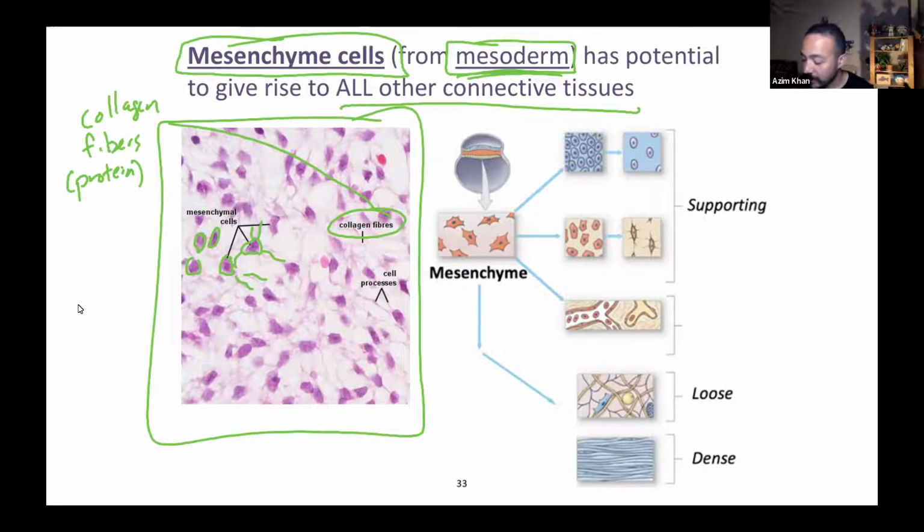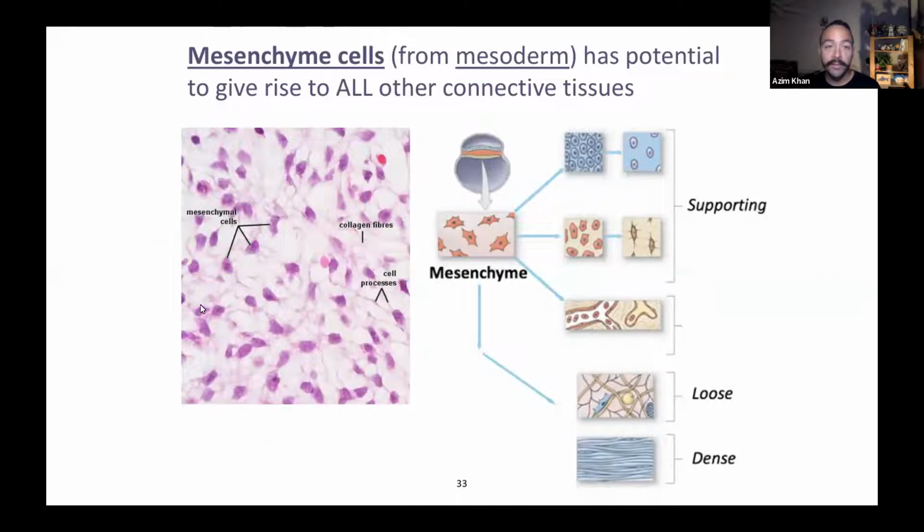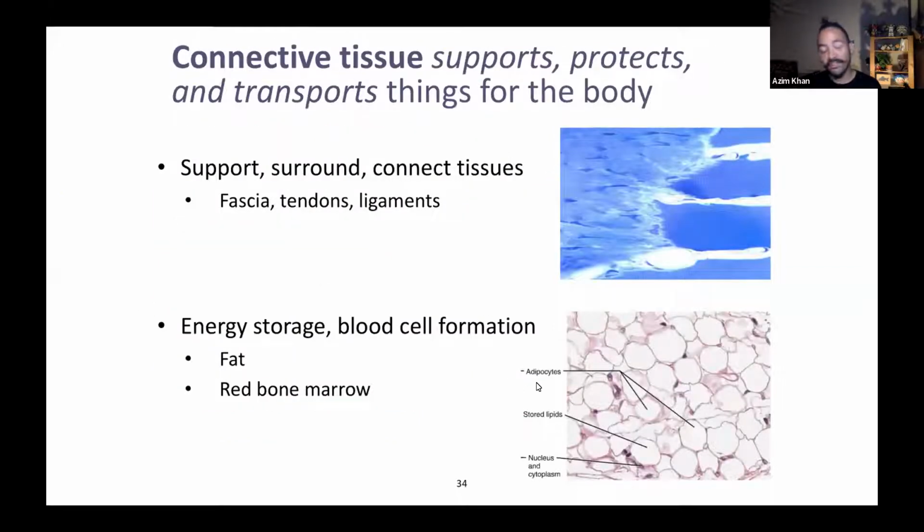But mesenchyme can become all the different types. It has not yet fully differentiated. It's slightly differentiated. It's only going to become connective tissue, and it can become any one of those connective tissues. Now, there's many different types of connective tissues. Let's go over the basic categories right now. Before we do that, let's talk about some of the basic functions.